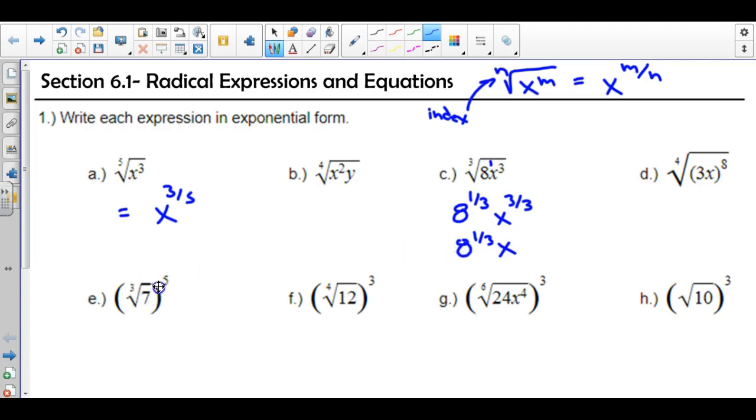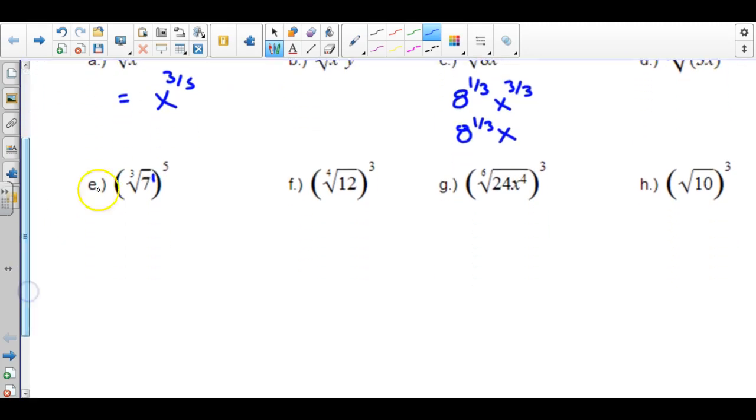Something like in part E, 7 is being raised to the first power. So what I would do is rewrite this as 7 to the 1/3 power, and that is being raised to the 5th. So we can use our exponent rule of power to a power and multiply these together. 1/3 times 5 is 5/3. So you would leave this as 7 to the 5 over 3.